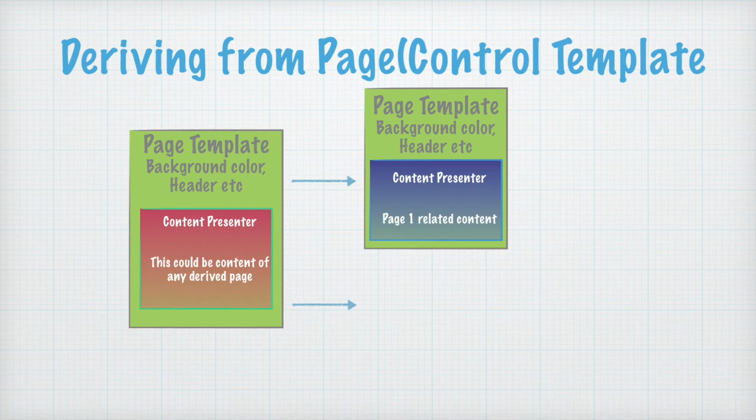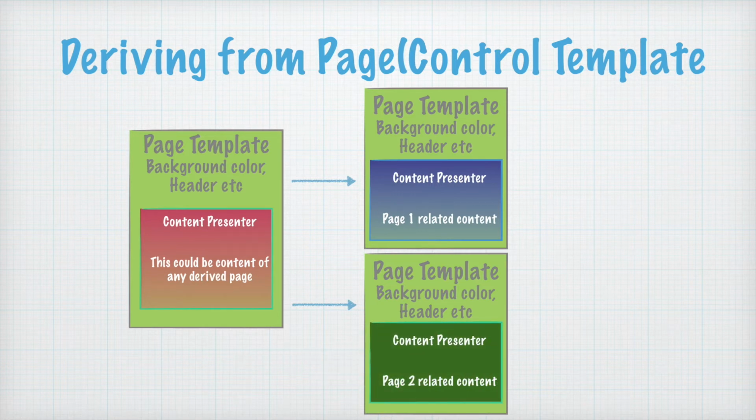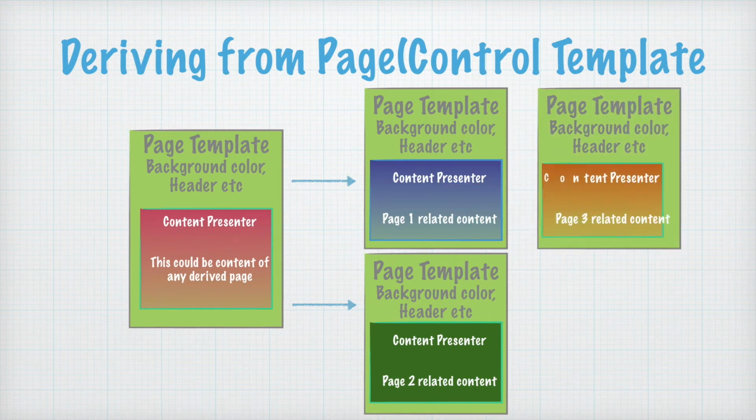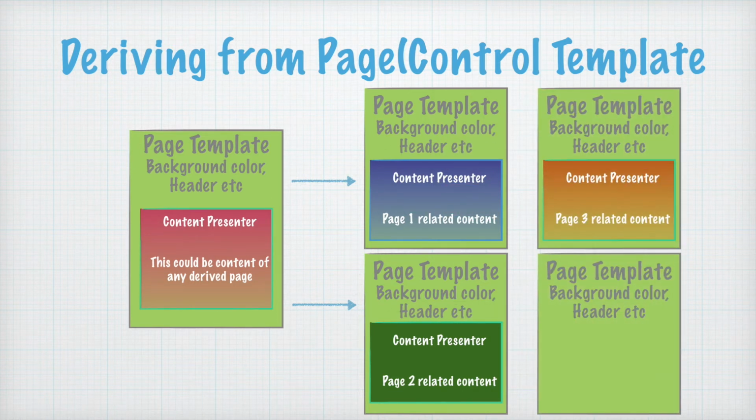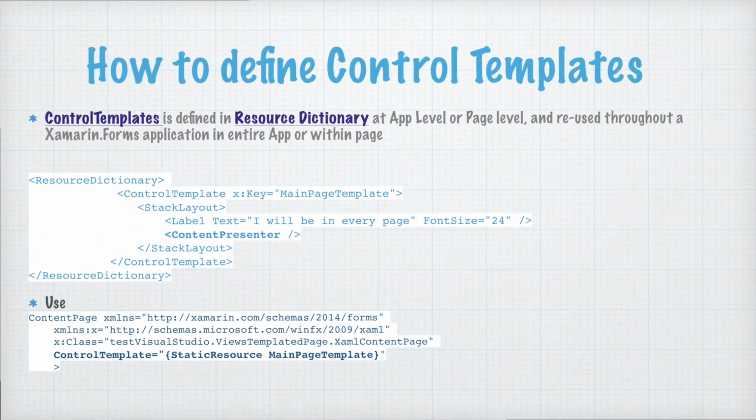Now I bring another page, page 2, derived from the same template. I can use the same header, footer and background color, but I can inject my own content specific to page 2. So same thing, I can make any number of pages and I can keep inheriting the same properties so that all of the pages will look alike. This is how we define them. I think once we go into the code, then we can see more of the detail. It goes into the resource dictionary.